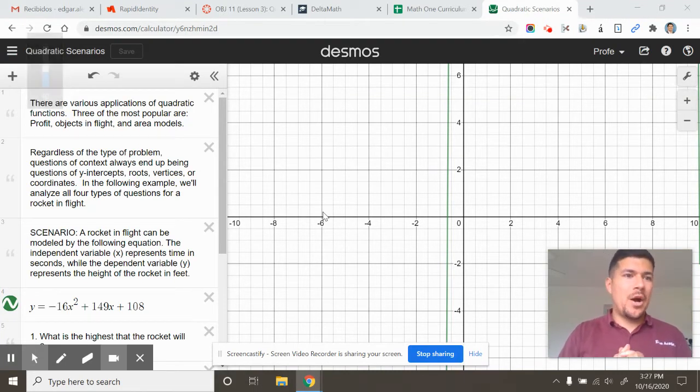Today, we're going to talk about quadratic scenarios. This is the last lesson for quadratic graphs. Next week, we're going to look a little more at the equations of quadratics.